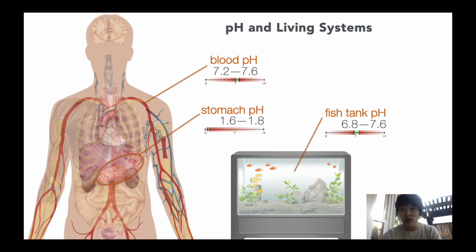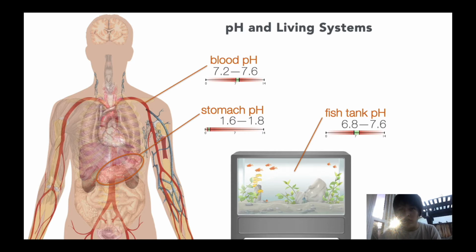Buffers exist because living systems operate in a pretty narrow range of pH. For example, in our blood, the pH range should be slightly basic, between 7.2 and 7.6. If blood pH goes out of this range, this could lead to some health problems such as drowsiness, confusion, and it can even cause tremors in our muscles. One way to keep the body's pH in this range, or in a stable range, is by having a substance in our blood called a buffer.